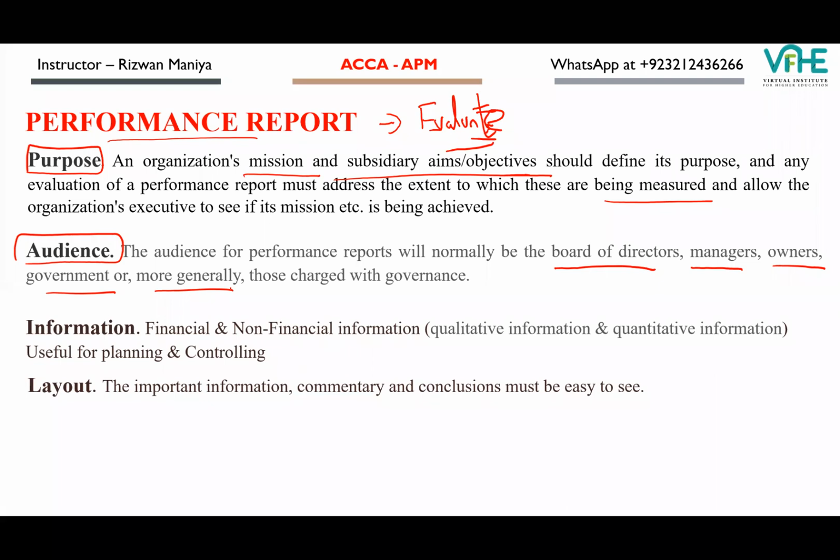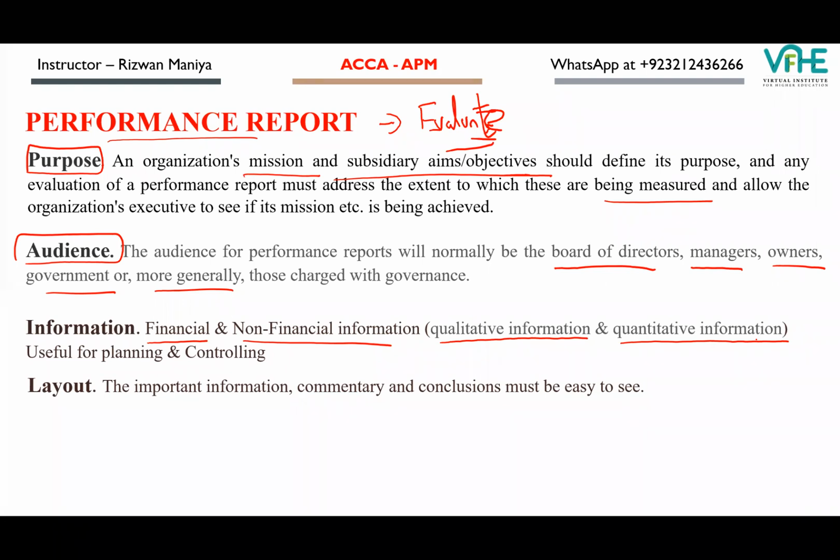Then comes information. Take a quick look at whether the report is just financial-based or non-financial-based, or you have both and there is a balance of the two. Plus, if it's non-financial, is it qualitative information or quantitative information? A simple difference is that qualitative is something that you cannot easily measure, but quantitative is what you can measure.